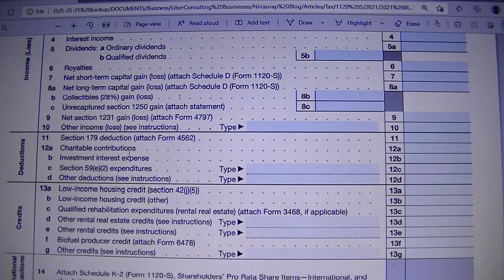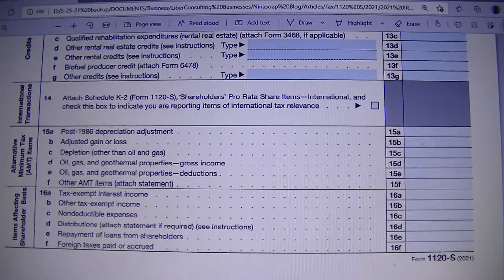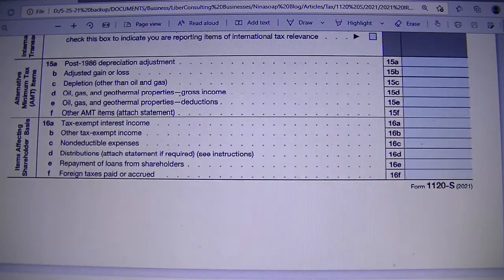Charitable contribution will be the same as well, including investments, interest expense, and other deductions. So credit, we have some credit here. International transactions, so if you have anything related to it, you might want to read the instructions and complete it. AMT, and if any of those is not related to you, you just read through it and leave them alone.